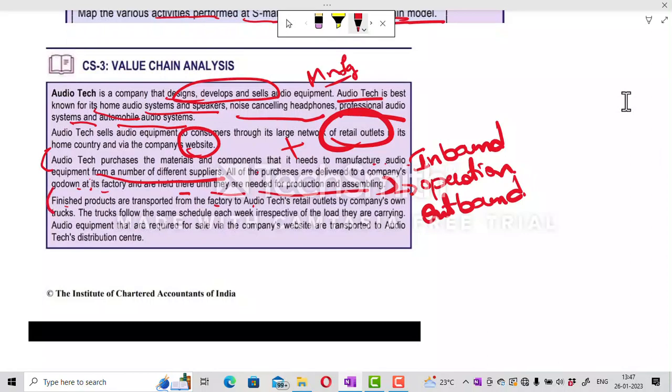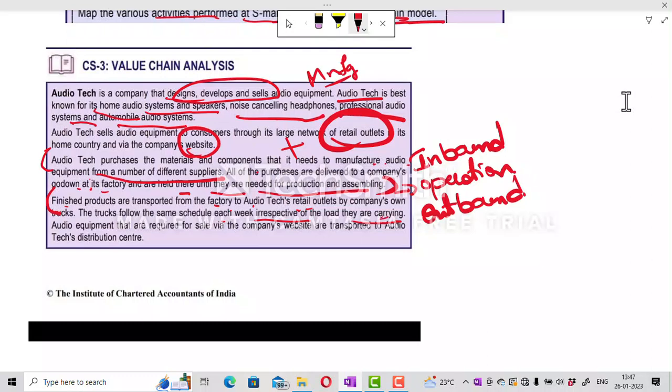Finished products are transported from factory to Audio Tech retail outlets by company's own trucks. Trucks follow the same schedule each week irrespective of load they are carrying. Same in the first question, I think they have given like this only.